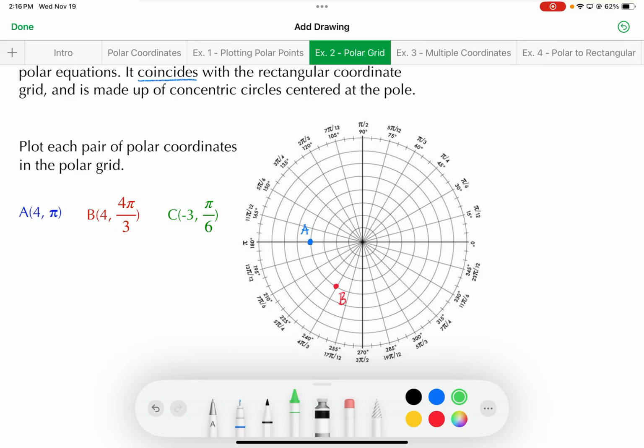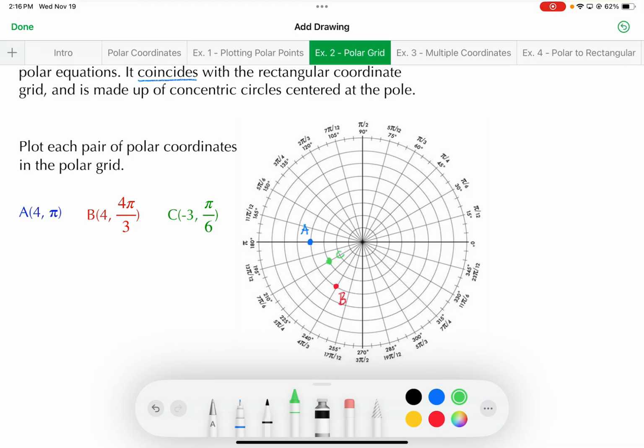And then for point C, notice the r value is negative. So I'm going to rotate to the angle pi over 6. Here's the terminal side of it. But with r being negative, I need to extend that in the opposite direction. So I'm going to use the line here that's labeled with 7 pi over 6. Along that, I'm going to go 3 units in that direction. And there would be point C. Questions on plotting points?